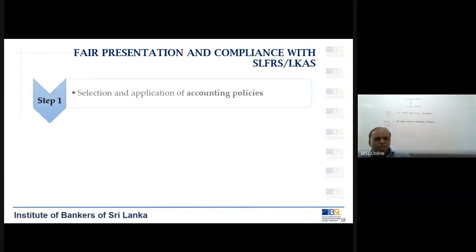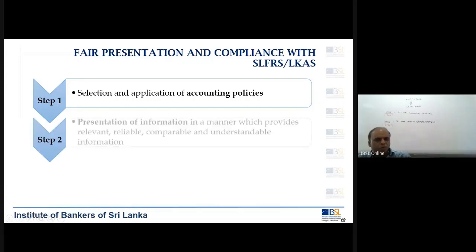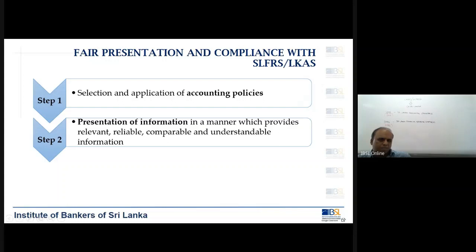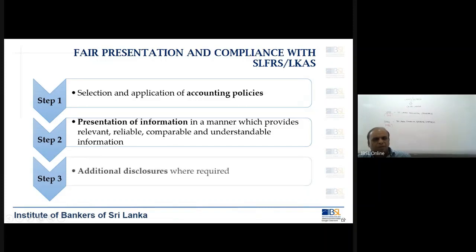So the first step is you have to select and apply the accounting policies. Now the accounting policies of the company are basically built around the SLFRSs and LKASs. Step 2, presentation of information in a manner which provides relevant, reliable, comparable and understandable information. You know these principles, relevant, reliable and comparable, which we learned maybe in the second chapter of our module. Then wherever necessary, you have to provide additional disclosures.